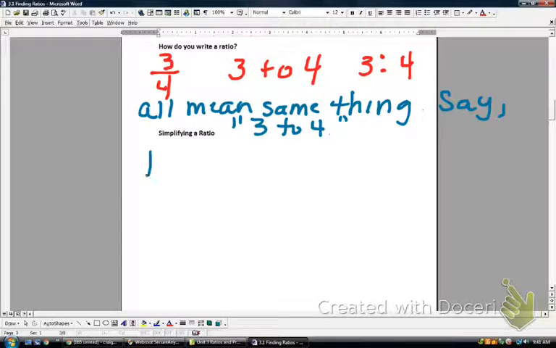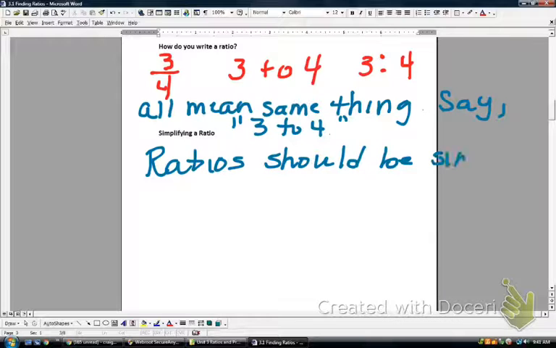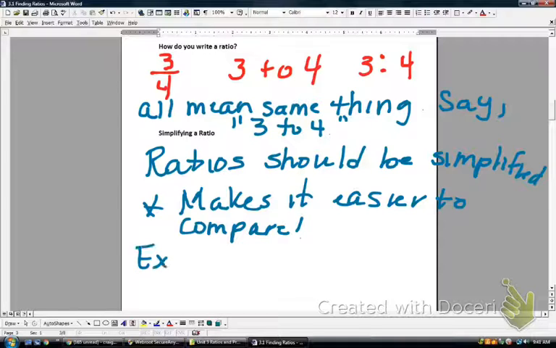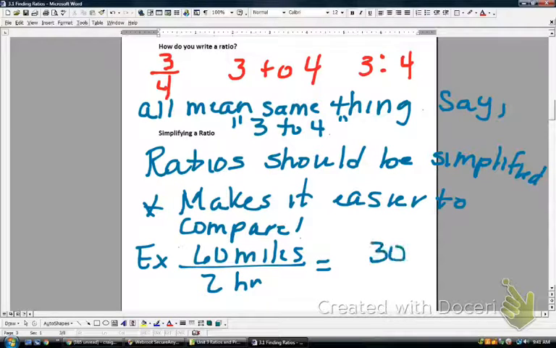Simplifying ratios. Ratios should be simplified. And the reason for that, it just makes it easier to compare. And our example is that same example, the 60 miles every 2 hours is the same thing as 30 miles in 1 hour.